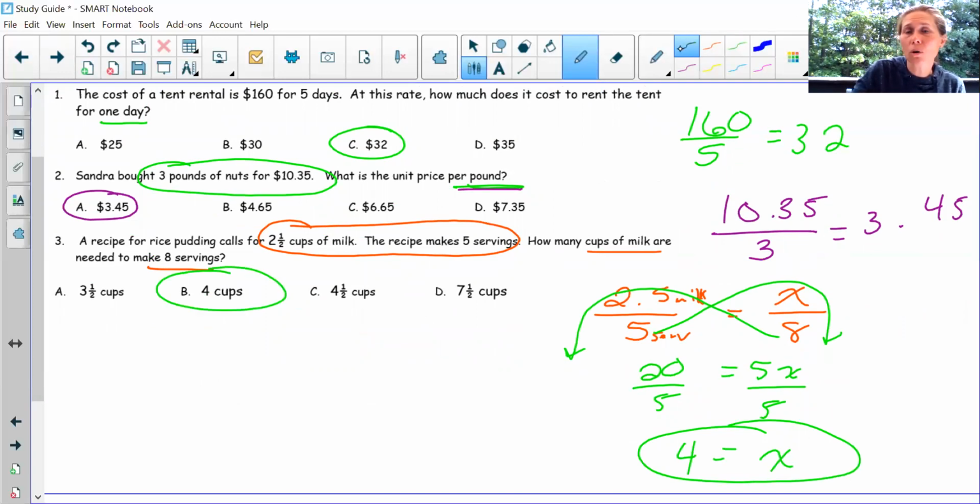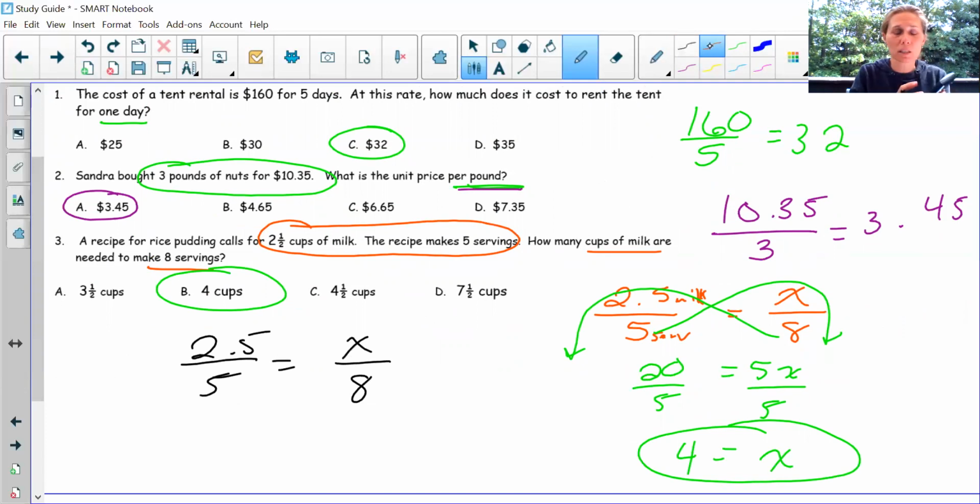Now, if you wanted to do it the old way, the way we did it before, 2.5 over 5 equals x over 8, and I'm looking for x, you could have taken your calculator and said, how many times is 5 going into 8? Well, 8 divided by 5 gives me 1.6. So I could have multiplied 5 by 1.6. Let's make sure 1.6 times 5 gives me 8. So 2.5 times 1.6 gives me 4. I get the same exact answer. It's just quicker, and it's not as much to think about.